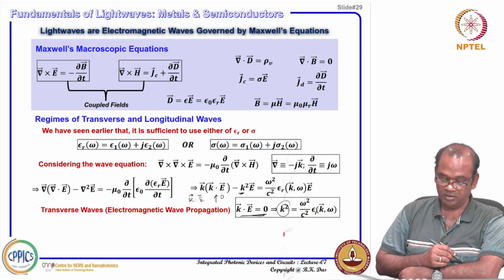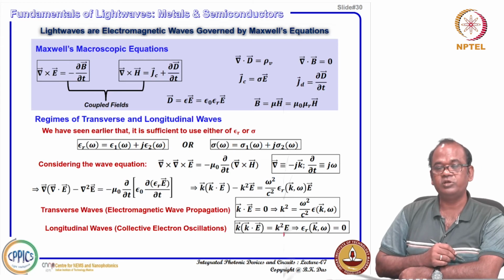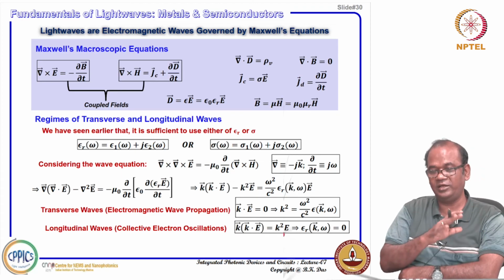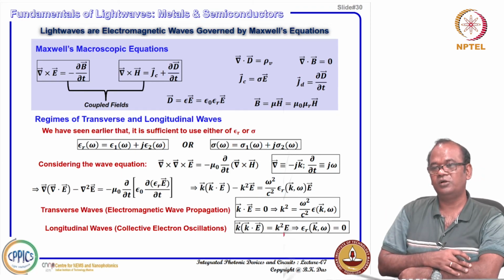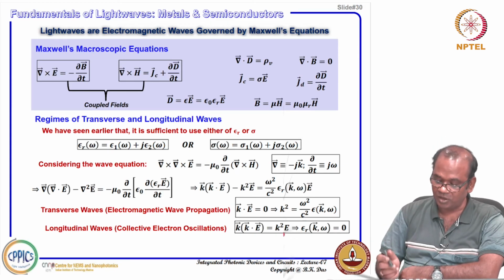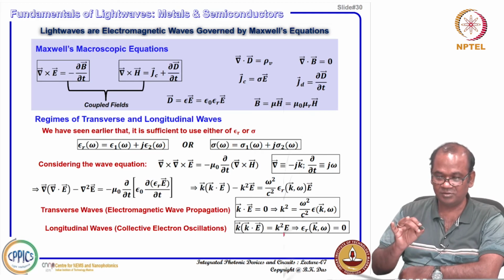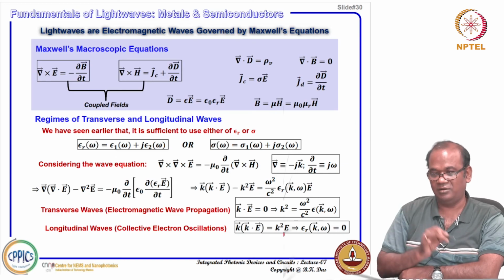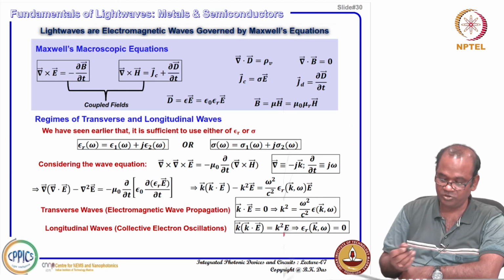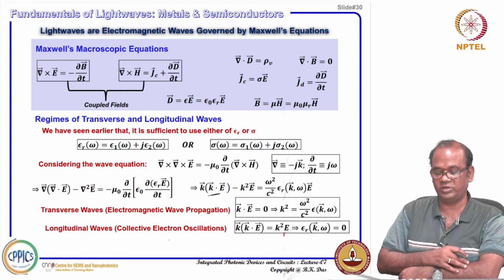Okay. Now, longitudinal waves. What are longitudinal waves? We know an electromagnetic wave is a so-called transverse wave, but there is a special case where you can get a solution also. For example, you consider the propagation vector and the electric field to be parallel. This type of solution can be considered also. That type of situation you can consider mathematically. Suppose k is parallel to e in some situation.